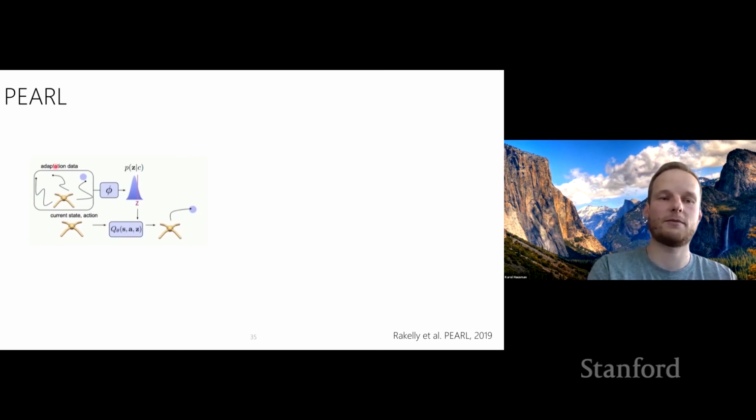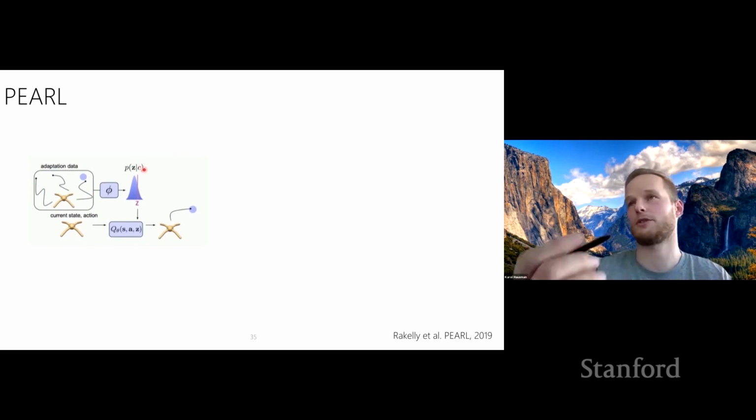We would have some kind of adaptation data. So this is a dog trying different things and collecting all the transitions. So the dog trying to sit, trying to jump, trying all kinds of different things. And in this paper, they refer to this as context C. So C in this case are all the transitions that you've seen so far, right?